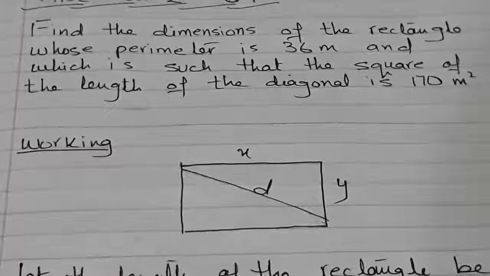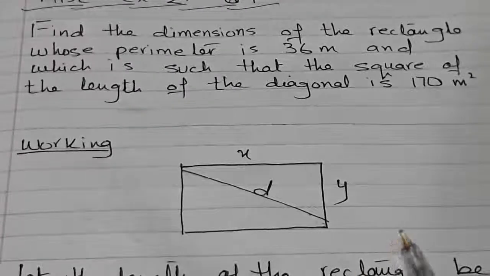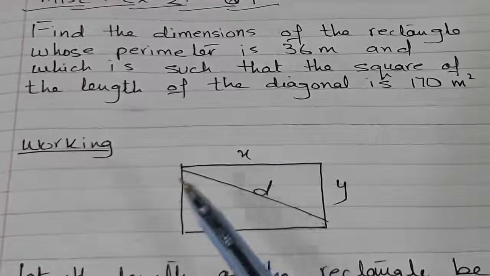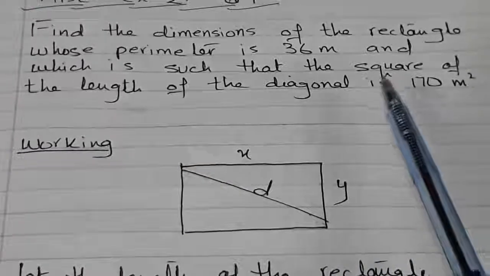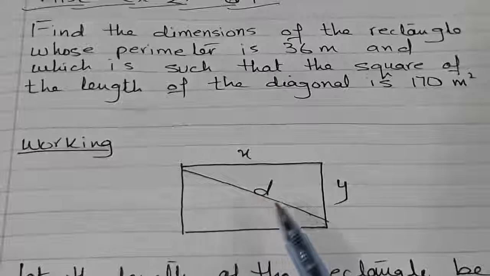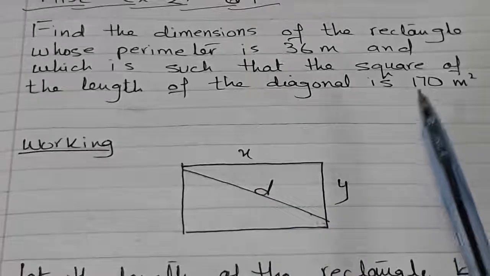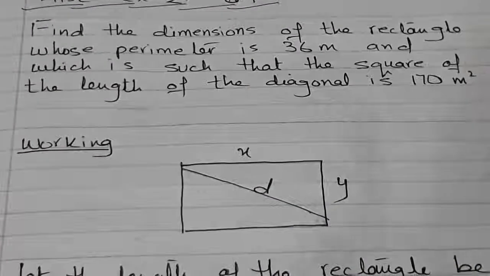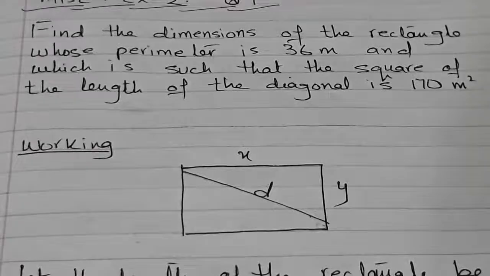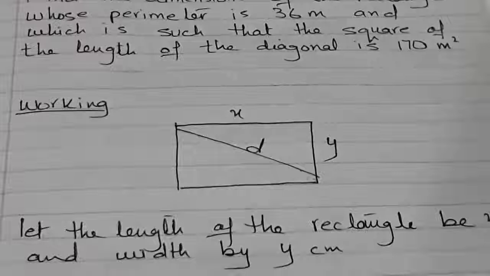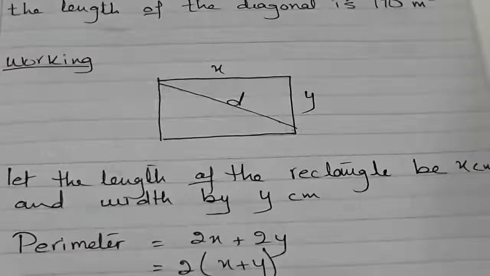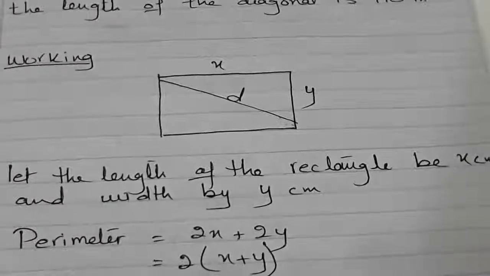So the question is talking about a rectangle, and let me take the length and width as x and y and the diagonal as d. And the question says the square of the diagonal. It means d square equals 170 square meter. So let's see how we will find the dimensions. There are basically two conditions given here. So can you think what are those two conditions? Yes, quickly.